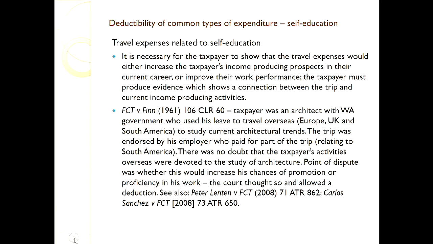Accommodation, airfare, surface transport, food, right? Where it's going to be more complicated is if this trip has a partial private or domestic purpose, then apportionment will be needed, right?